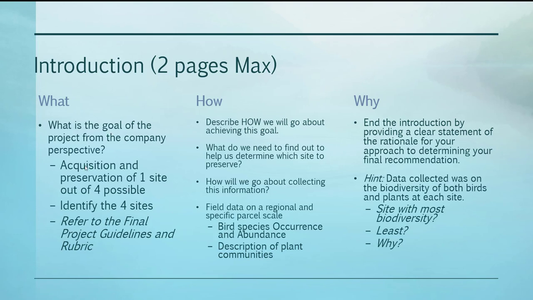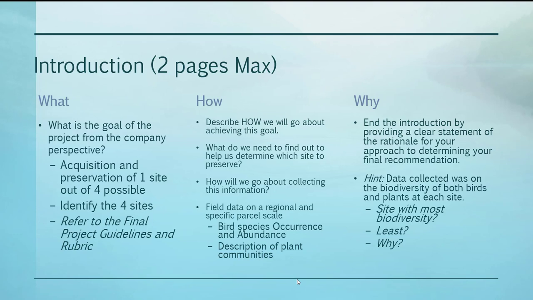That should take a couple sentences. And then now we have the how. So the how describes how we are going to go about achieving this goal. So if our goal is to acquire and preserve 1 site out of a possible 4, what information are we going to need to collect in order for us to make our recommendation?